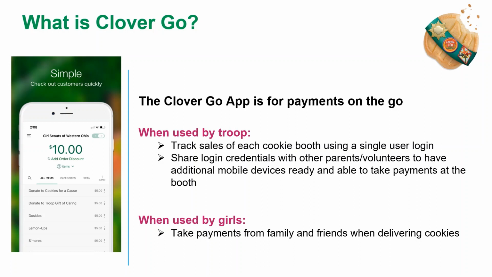So how can a troop use Clover Go? When they're all together, they can use it as a cookie booth to accept payments from customers, making it easy for all payments to go to one place and track. When girls are using it, they can take it while going door to door and quickly and easily scan credit cards without saving any private information, but being able to still accept payments.